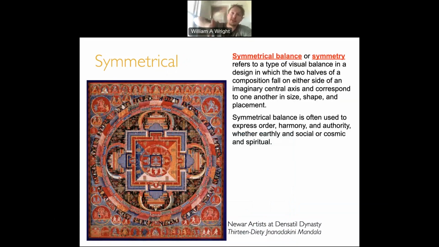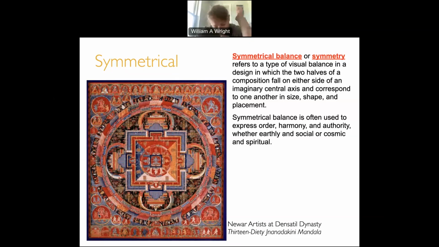So symmetry is about how similar things are on either side of an axis. Symmetrical balance, or symmetry, refers to a type of visual balance in which two halves of a composition fall on either side of a central axis and correspond to each other in size, shape, and placement. It's basically when things are exactly the same visually on one side as they are on the other, right? Symmetrical balance is often used. It creates order and harmony. It's really unified because it's the same, just like mirror images. And it's used a lot for spirituality, cosmic harmony, and things like that.